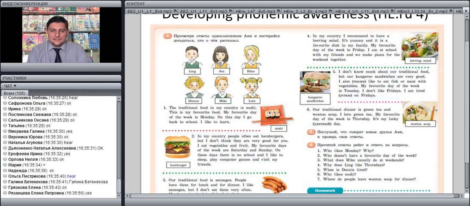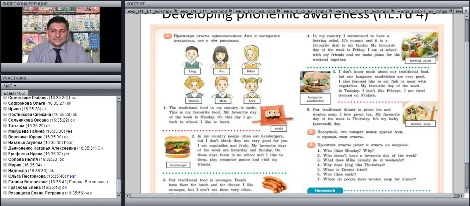3. I'm Laura. In Germany, the traditional food is sausages. People have them for lunch and for dinner. I like sausages, but I don't eat them very often. My favourite food is fish. I don't have a favourite day. I like all the days of the week. 4. I'm Edna. In Holland, I recommend herring salad. It's yummy, and it's my favourite dish. My favourite day of the week is Friday. You're at school with your friends, but the weekend isn't far away.